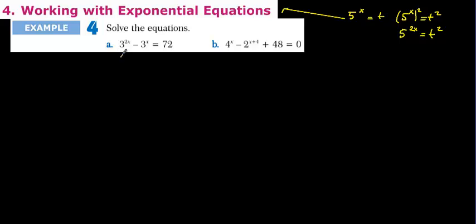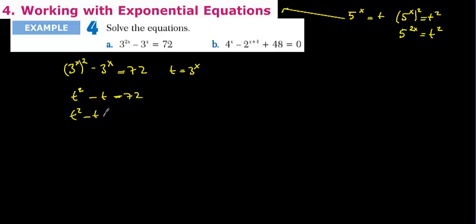Let's find this one. 3 to the power of x, to the power of 2, minus 3 to the power of x, is equal to 72. If I substitute t by 3 to the power of x, this is going to be t squared minus t is equal to 72. t squared minus t minus 72 is equal to 0. It's going to be t and t.